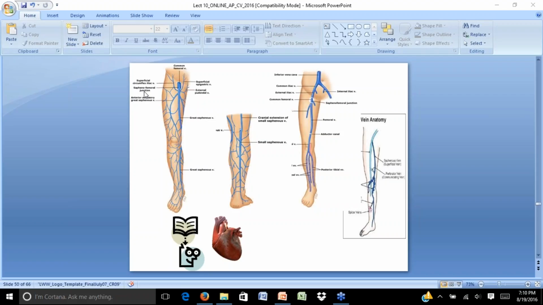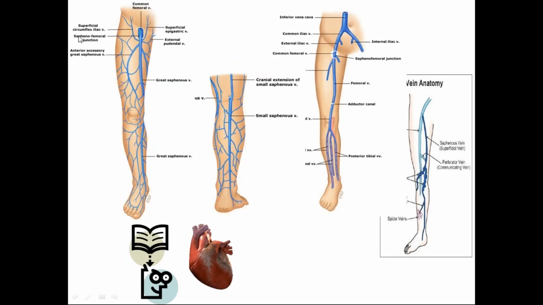That is going to be called the greater saphenous vein. I'm going to try to make it bigger. Here we have the greater saphenous vein. Here, the greater saphenous vein. Don't get confused. Look at this. Where is the saphenous vein? Start here on the foot. This is the main branch here.